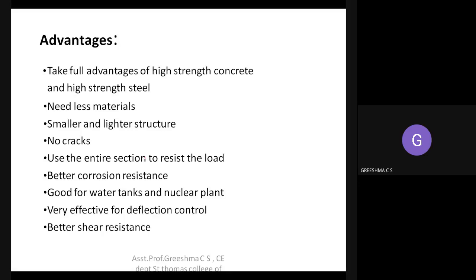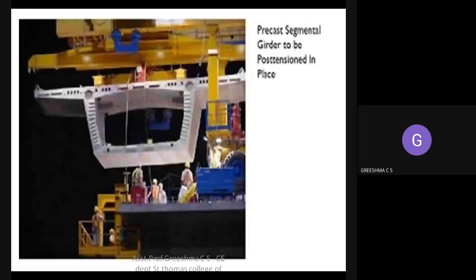Next, it is corrosion resistant. It can be used for water tanks and nuclear plants, and it is very effective in controlling deflections. They also give better shear resistance. So these are the advantages of this pre-stressed unit. You might have seen this; this is actually called a fish belly structure, which is normally used in bridge construction.